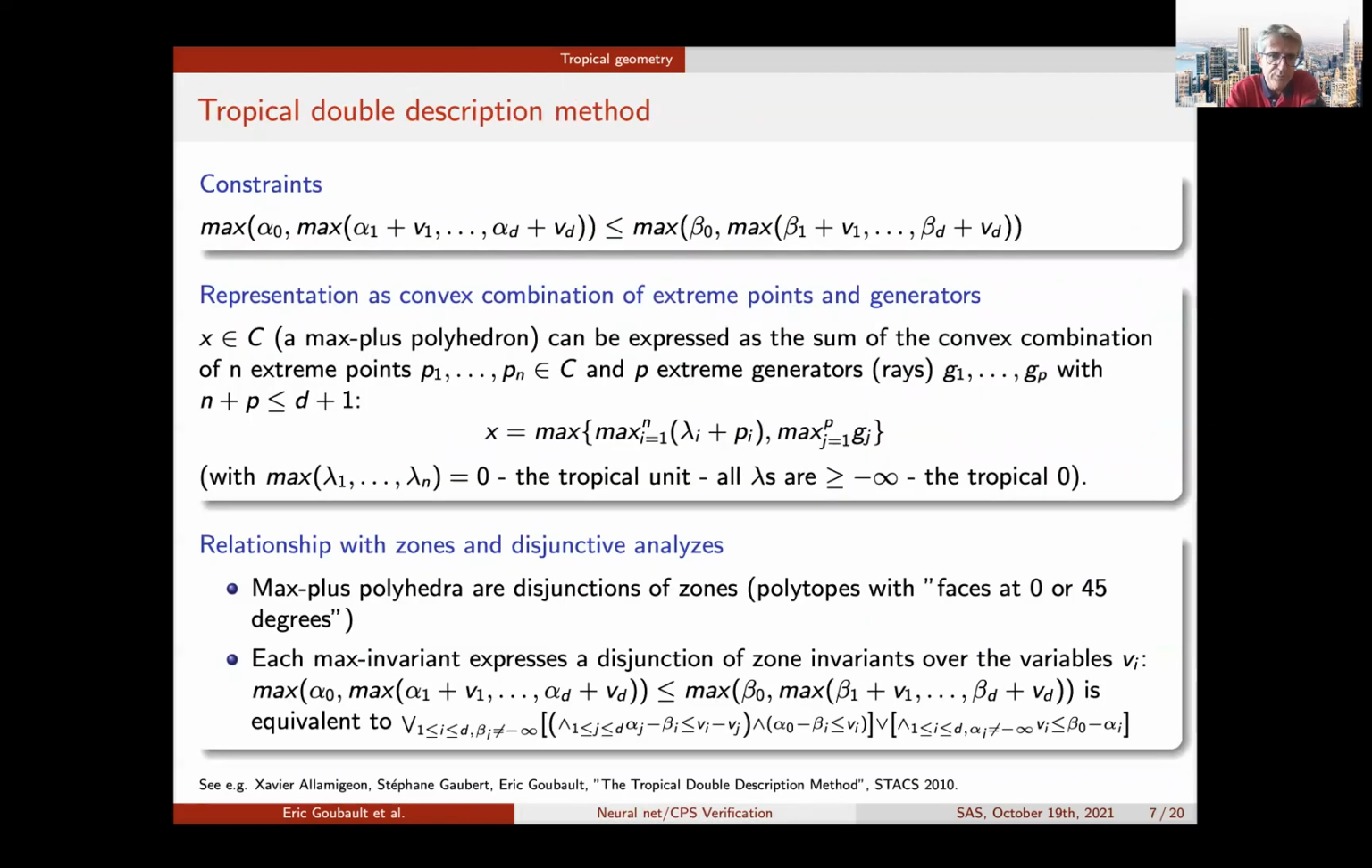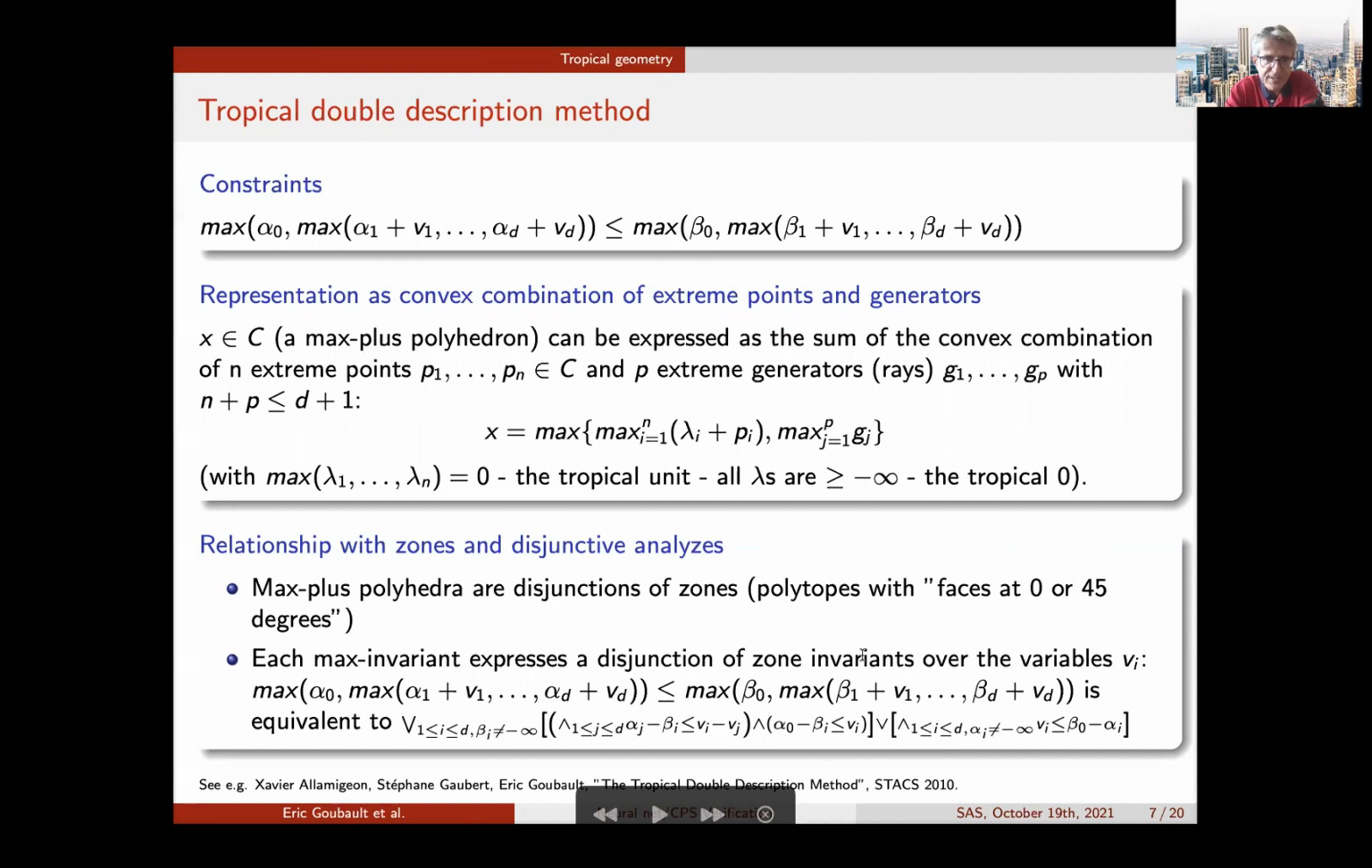I'm not going to go into much detail about the way we can represent these tropical polyhedra. It's as with the classical polyhedra. We have a double description method. We have an external representation of tropical polyhedra with constraints, so these conjunctions of tropical linear inequalities as written here, and also an internal representation as a convex combination of extreme points and generators. It's fully described in a former paper of ours in STACS 2010.